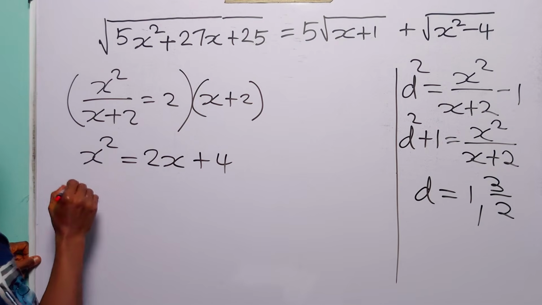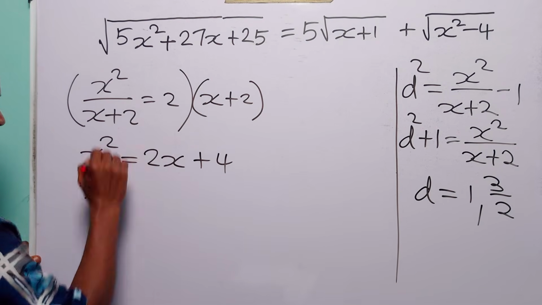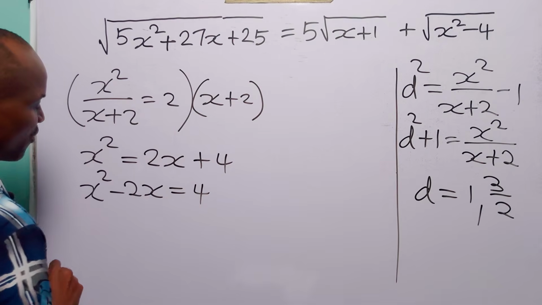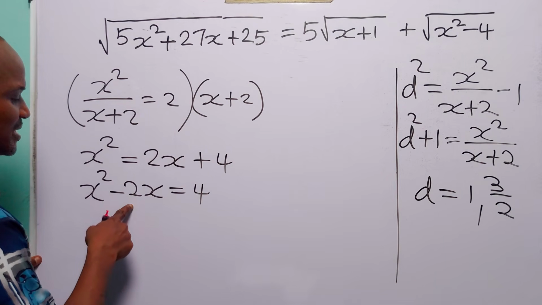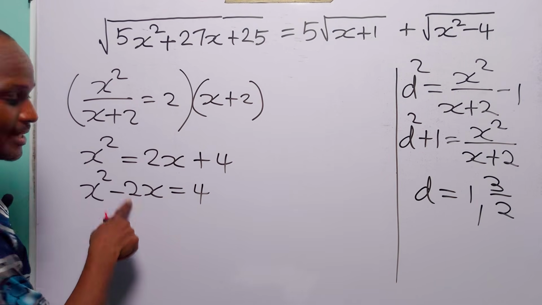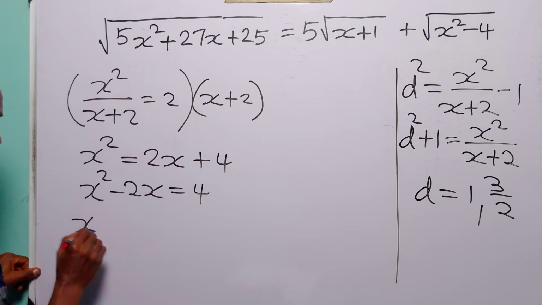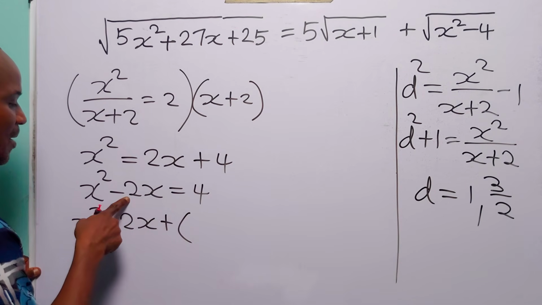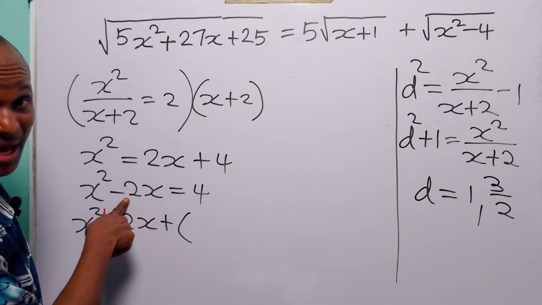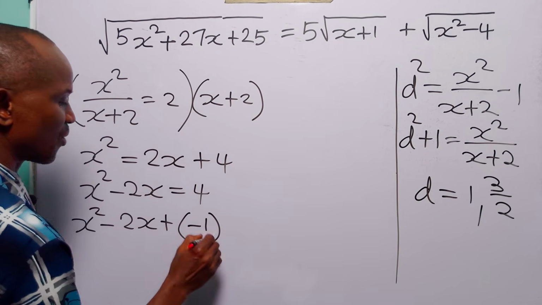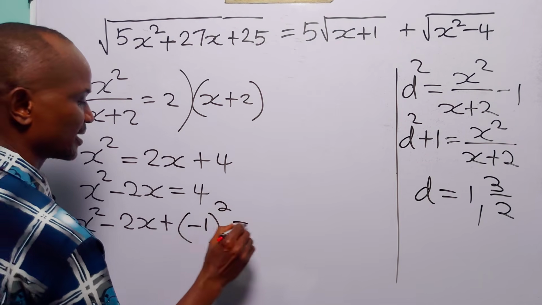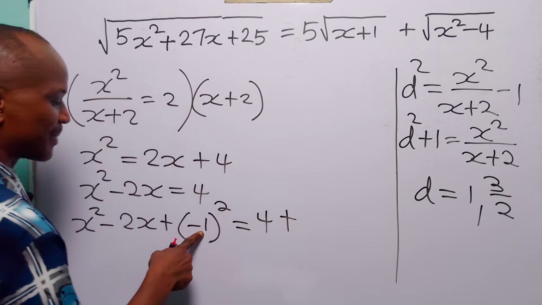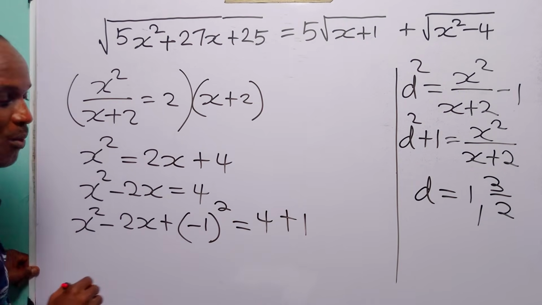Rearranging this quadratic equation, we have x squared minus 2x is equal to 4. Now, when we complete the square on the left-hand side, we have x squared minus 2x plus minus 2 divided by 2, which is minus 1. Now, this is squared, and this is equal to 4 plus minus 1 squared, which is 1.